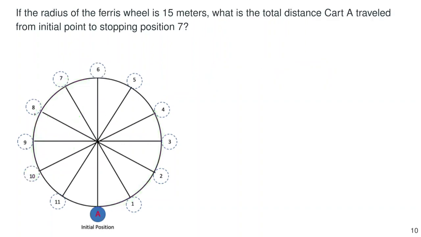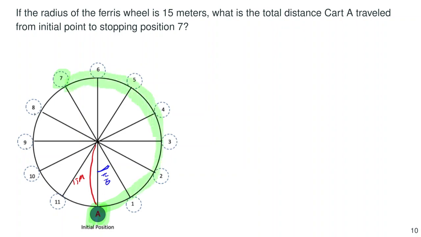If the radius of the Ferris wheel was 15 meters, so this is 15 meters right here, and this length is 50 meters, what is the total distance car A traveled from the initial point, so from here, to position 7? Again, we know that they're equally spaced, there are 12 spaces, so each space is pi over 6. In order to find this distance, they're actually asking for this arc length.